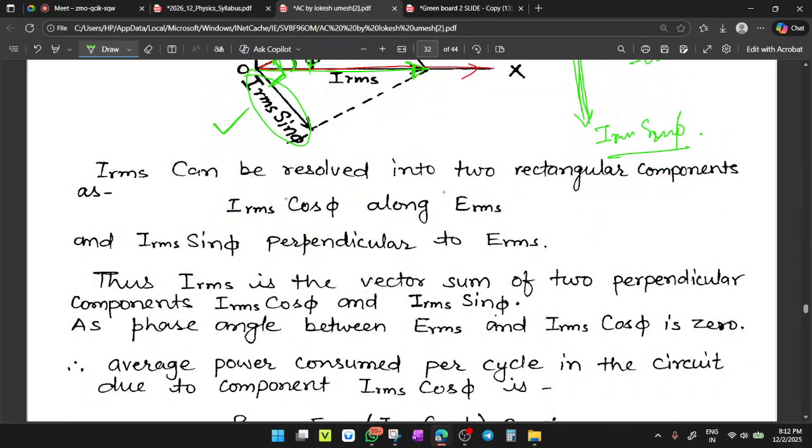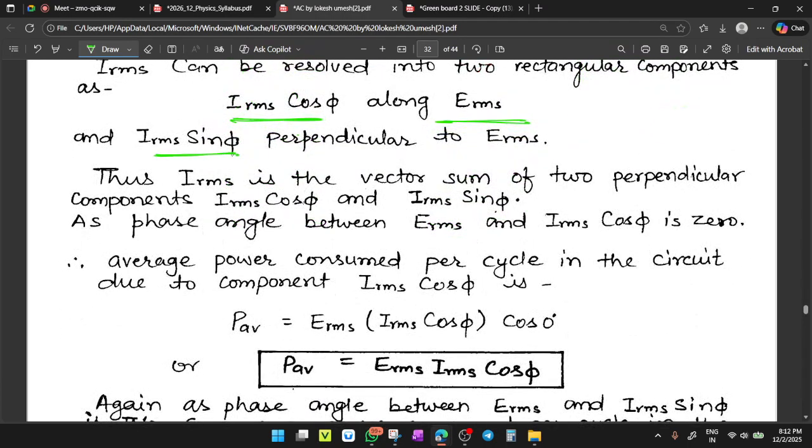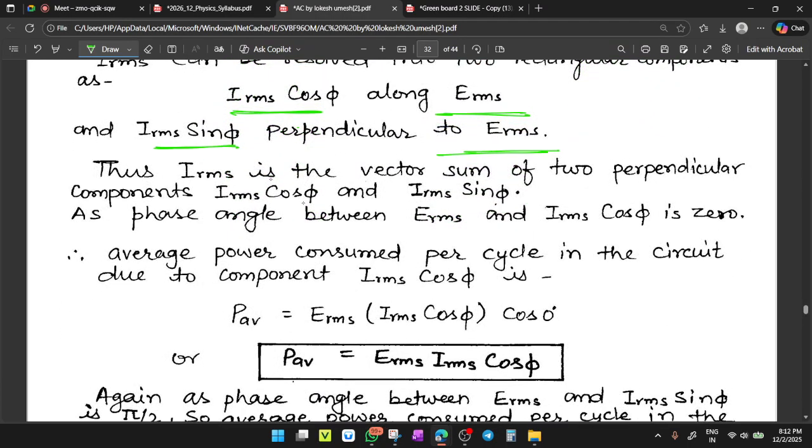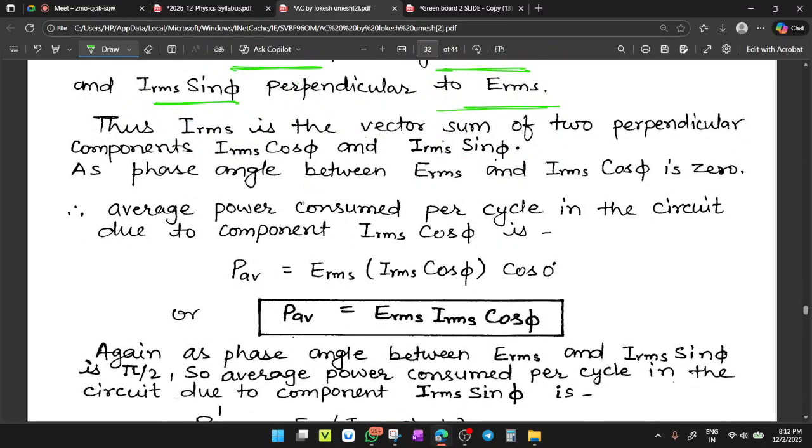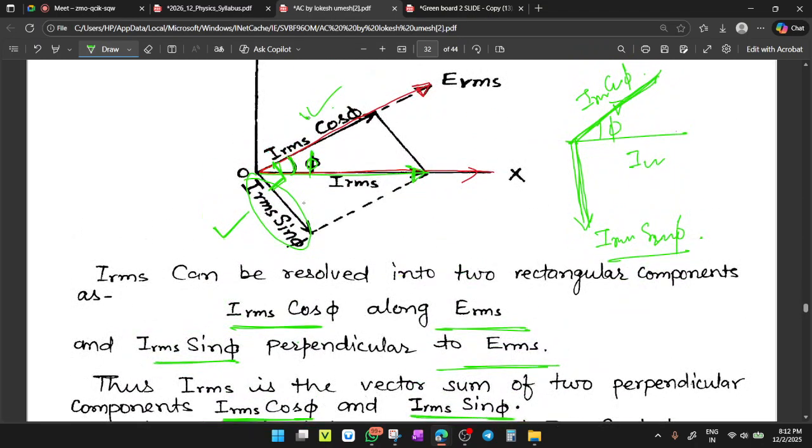So IRMS can be resolved into two rectangular components. First, IRMS cos phi, that is working along ERMS, and IRMS sin phi, that is perpendicular to ERMS. Thus IRMS is the vector sum of the two perpendicular components IRMS cos phi and IRMS sin phi. Everyone knows the sine and cos components give the resultant of the complete vector. Now consider the phase angle between ERMS and IRMS cos phi, and the average power consumed per cycle by the component IRMS cos phi.